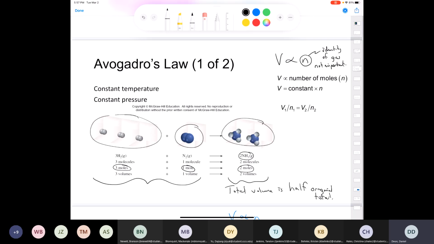It may not be intuitive, but it's the law, okay? We have to obey the laws in this class.